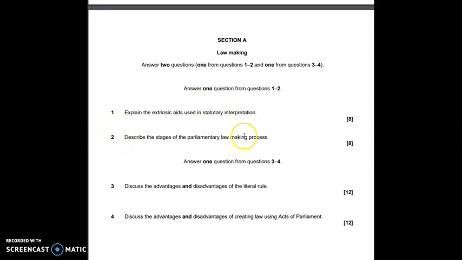In this second alternative 8 marker, you're asked to describe the stages of the parliamentary lawmaking process.